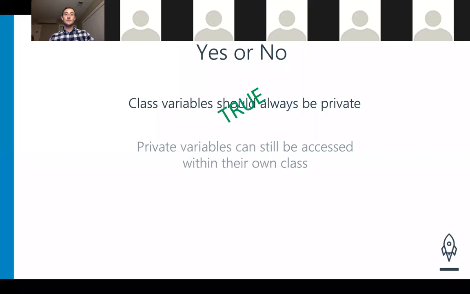The next one is private variables can still be accessed within their own class. True. Very good. It is true. In your own class, you make a private variable, other methods within that class can definitely still access that variable. Awesome.